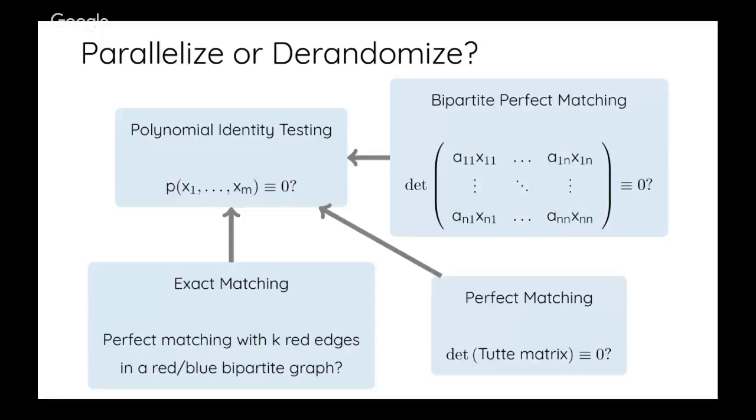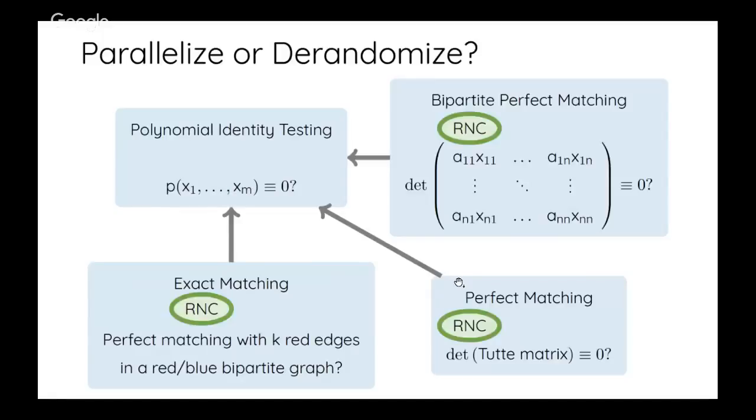All right. So bipartite perfect matching, you can generalize this idea to perfect matching in non-bipartite graphs. Over there, you have to work with this slightly more general matrix called the Tutte matrix. But again, the same reduction holds. The determinant of a symbolic matrix is identically non-zero if and only if the graph has a perfect matching. I'll go back to what this Tutte matrix is later in the talk. And then there is this third problem, which is a slight generalization of the previous two. You're given a graph, even a bipartite graph, and you've colored its edges red and blue, and you're asked whether there is a perfect matching that uses exactly k red edges.